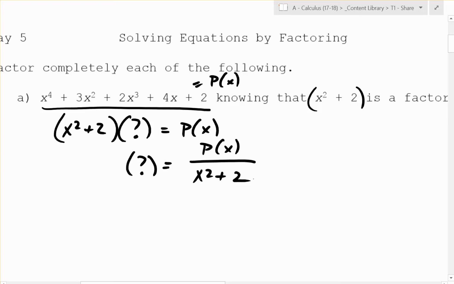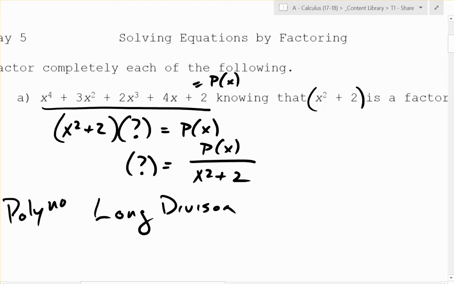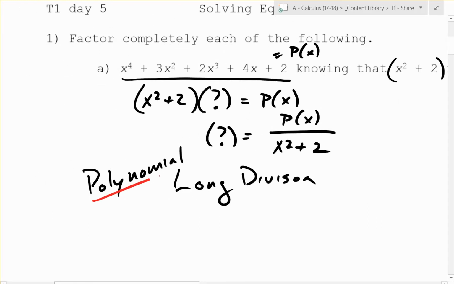So we're going to do something that you maybe will remember from elementary school or middle school. We're going to do long division. But instead of just long division, we're going to add a word to the front: polynomial. Polynomial long division.